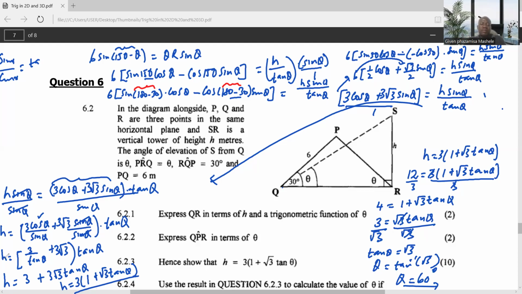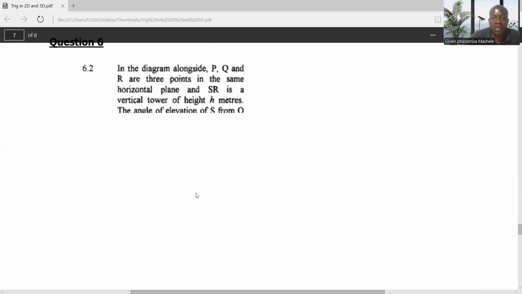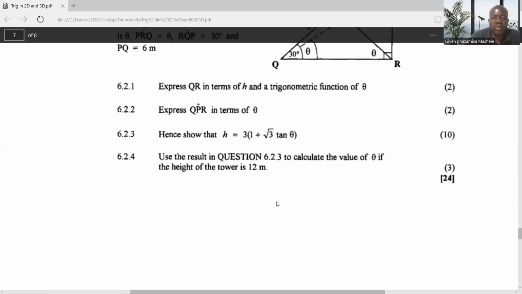Isolate your diagram. Try to look for common sides, very important. Then you'll never go wrong. Remember, practice makes perfect. All right, without wasting time, let's move on to the last one. Then the other two, you'll go through them. Remember, it's question 5 and question 4. Let me just wrap up with the last one, which is question 7.